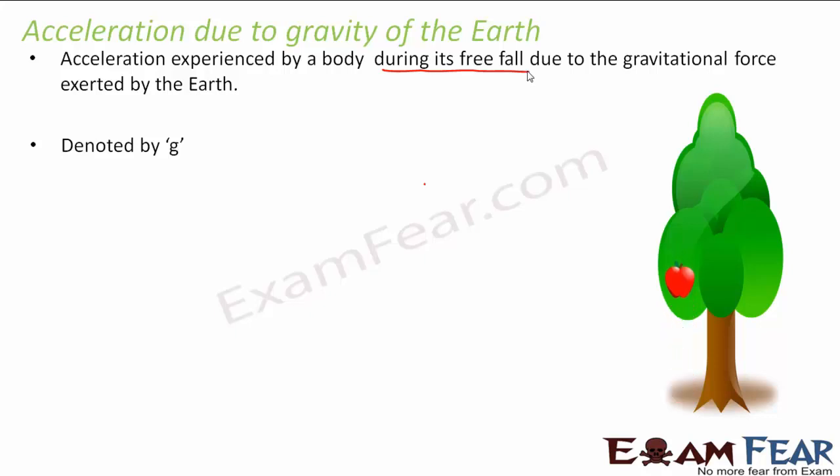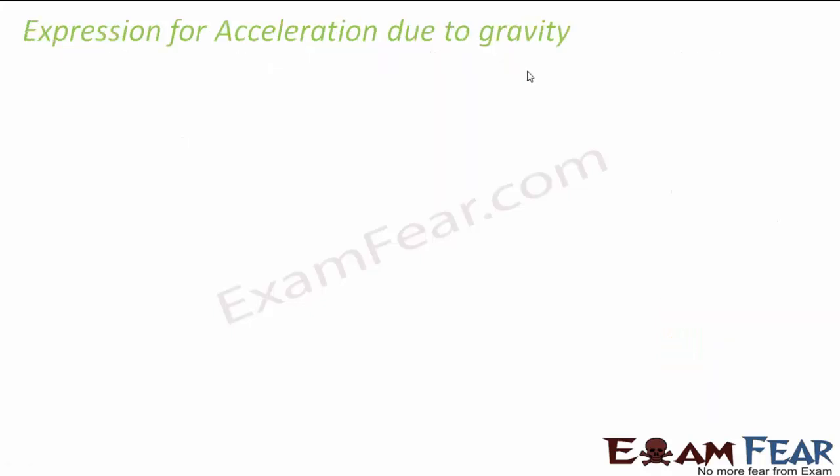When I talk of the capital G, it is the constant which is involved in the universal law of gravitation, right? So it has nothing to do with free fall. But when I'm talking about the small g, it is acceleration due to gravity. It is the acceleration experienced by an object during its free fall. Right? Okay. So now we will try to derive an expression for acceleration due to gravity, that is, an expression for small g.